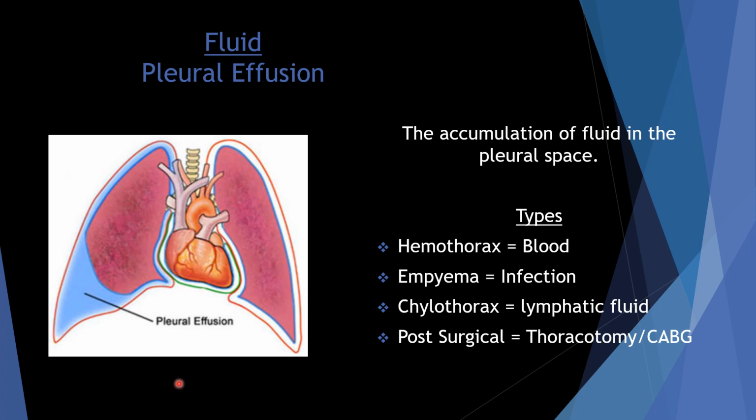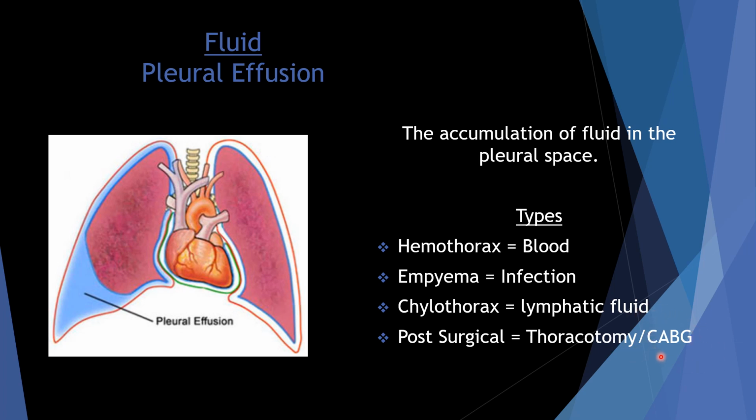Okay, like I said, pleural effusion is just a general overview, right? A general big thing, kind of like COPD, which encompasses that big umbrella. But when we talk about a pleural effusion, they are generally classified by the type of fluid which is found in that pleural space. For example, a hemothorax, that's blood, right? Empyema, infection. Chylothorax, this is caused from lymphatic drainage. And then another reason for a chest tube and fluid in there would be from thoracotomies and CABGs.